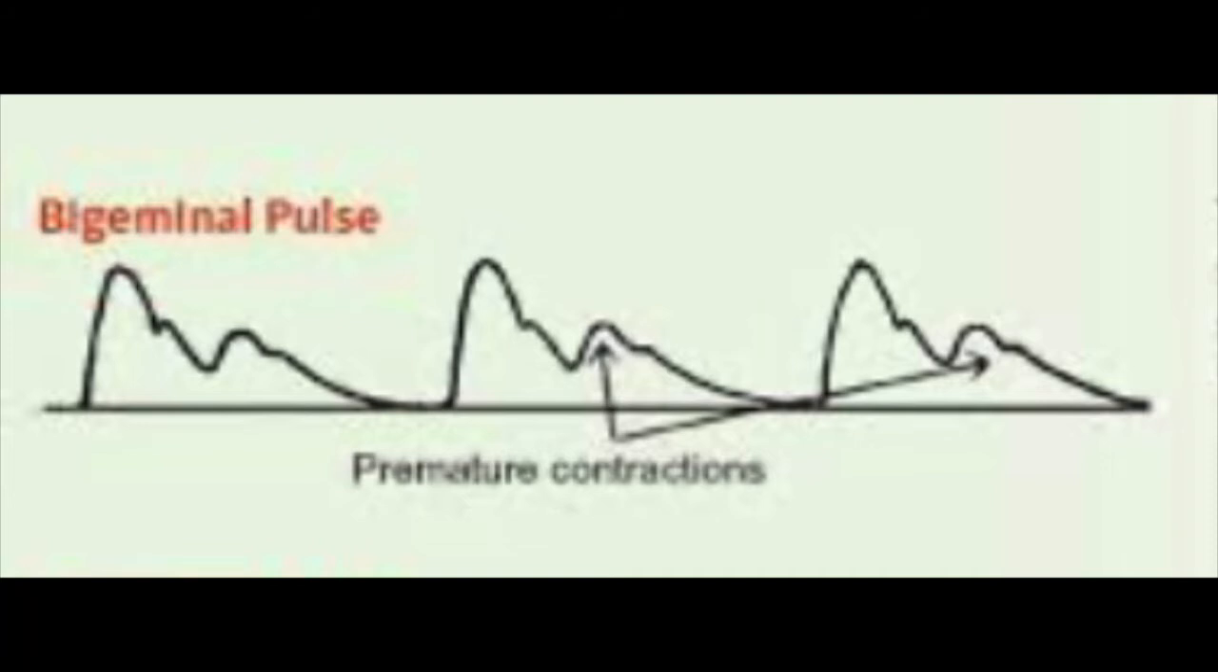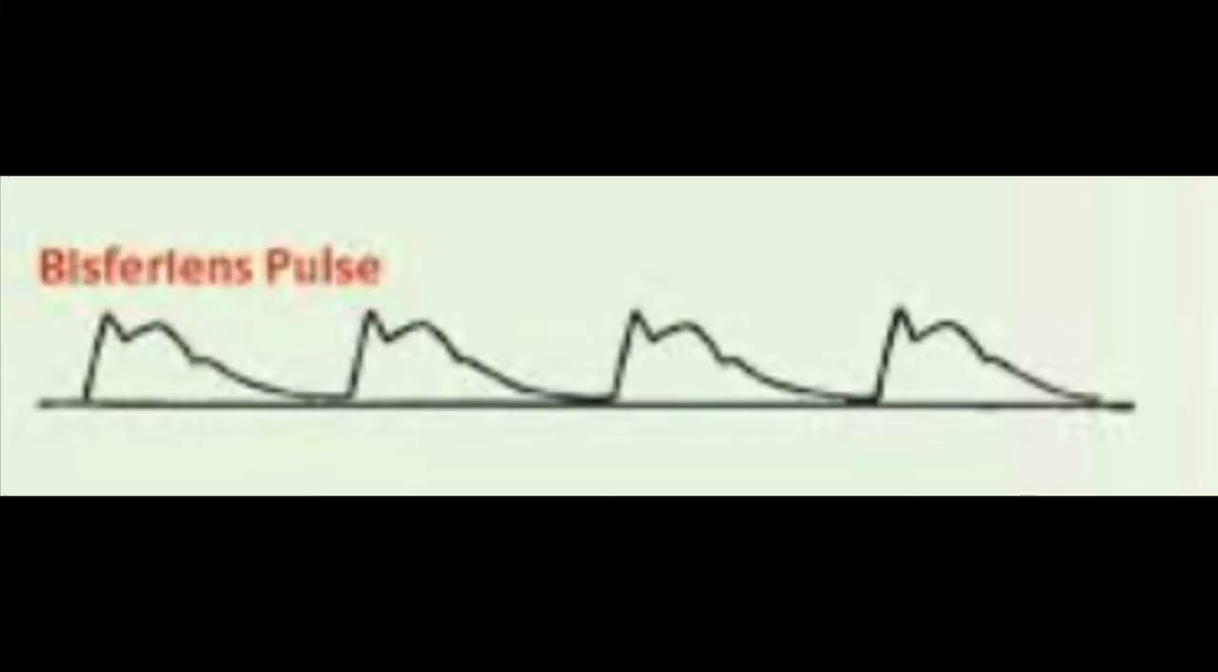Second, pulsus bigeminus. That is one normal pulse followed by an extrasystole, or ectopic or premature beat. This is followed by a compensatory pause. Then pulsus bisferiens. It is two peaks in a single pulse. Remember the difference between pulsus bigeminus and pulsus bisferiens is this one.